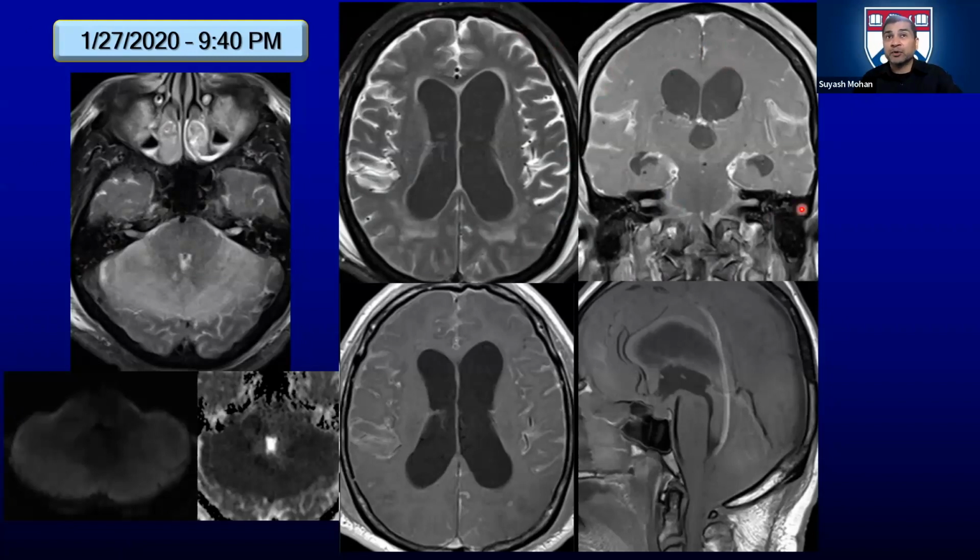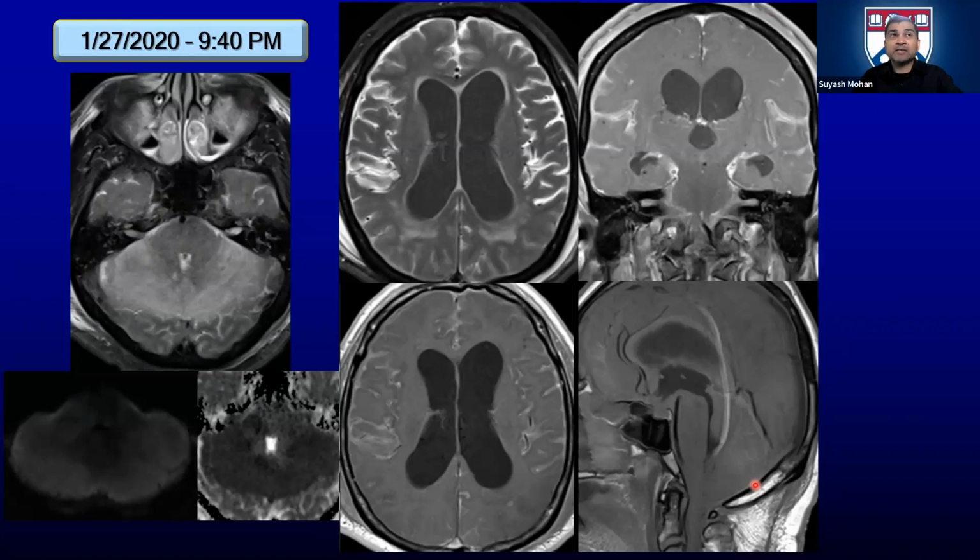And notice this is post-contrast T1, and there is extensive enhancement. This is also a post-contrast T1. And there is extensive increased signal in the cerebellum, bright signal on DWI, restricted diffusion. And notice here, what is happening? Tonsillar herniation. The patient passed away a few hours later.